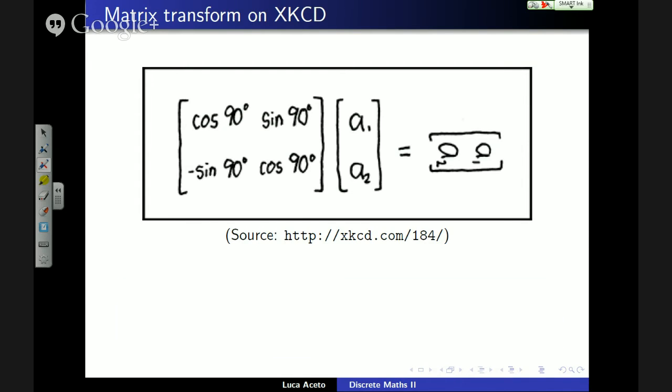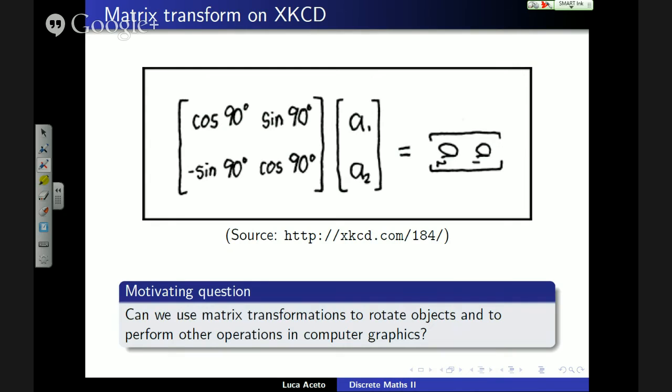So in order to understand why you should laugh at this comic, what we need to do is to answer this motivating question. Why is it that a matrix like this one, with all kinds of strange symbols in it, perhaps for some of you strange symbols, for some others this will ring a bell, actually rotates this vector and makes it look like this?